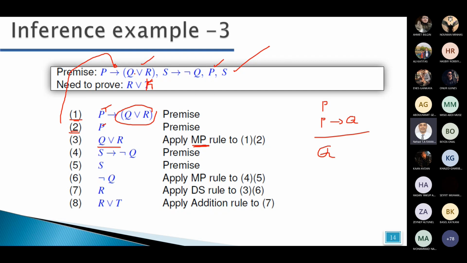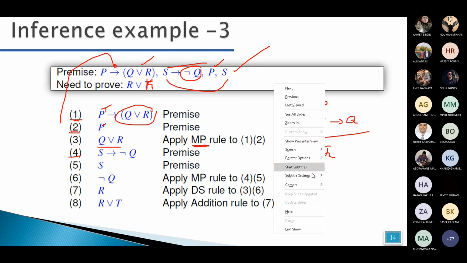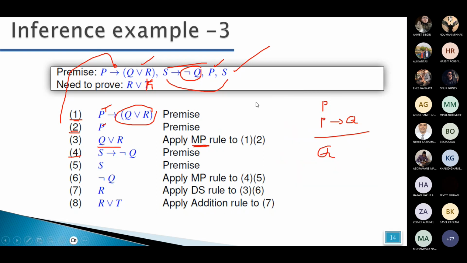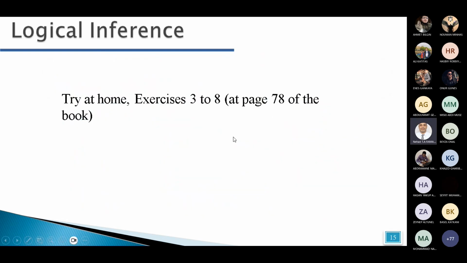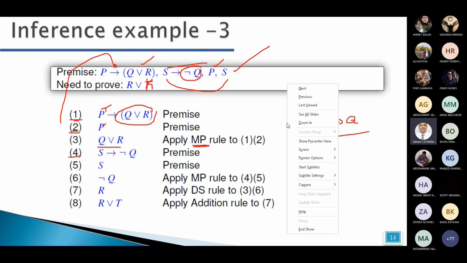Good. I said we need R. So we first get Q or R alone. We have this one: S implies not Q. We need only not Q alone. To get not Q alone, we can use S with S implies not Q. S is a premise given to you, the fourth statement. It's a premise given to you here. Oh, what did I do? I moved here.